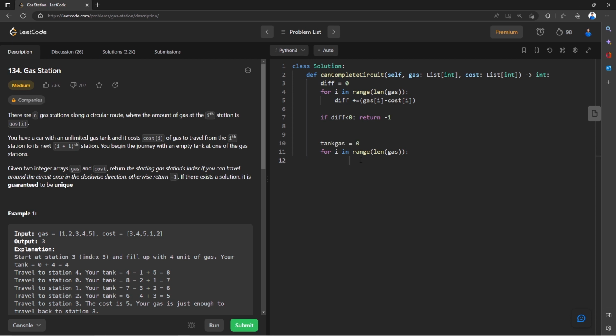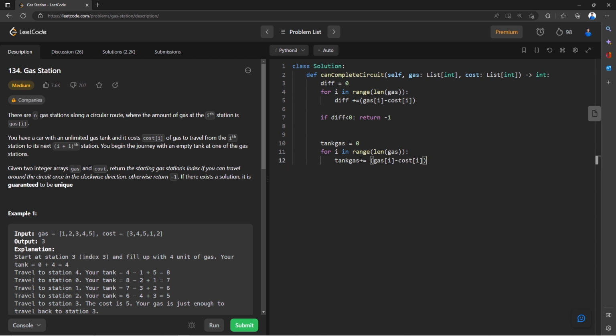The first tank gas will be nothing but that particular amount, right? So we can say tank gas, first of all decrement that amount of gas which we need to move to the next one, right? So we can say cost of i, after that we have to add that particular one. So we can say tank gas plus equal to gas of i. So we have added that particular gas which we are getting from that particular index. So in one line we can just write plus equal to gas of i minus cost of i, right? Fine, I hope you understood this, and we can remove this particular line.